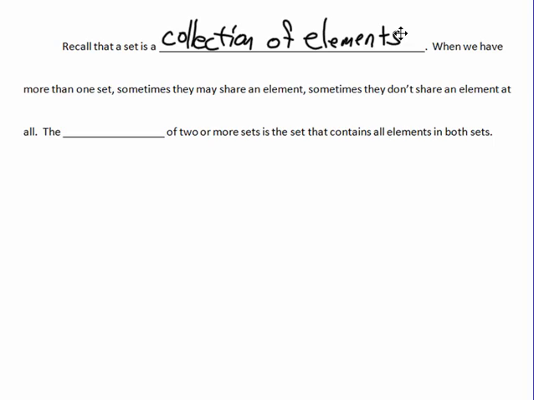Now, when we have more than one set, sometimes they may share an element. Sometimes they don't share an element at all. The union of two or more sets is the set that contains all the elements in both sets. And in general, if we have set A and a set B, to denote the union of those, we put a union symbol here.